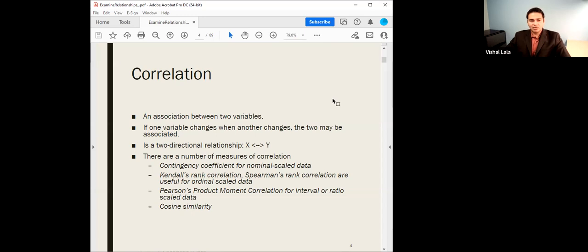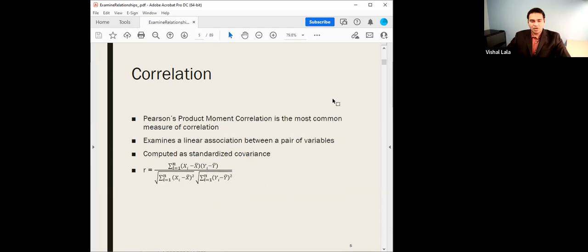There exists a number of measures of correlation. When working with nominal scale data, one can examine something called a contingency coefficient. With rank order data, one can examine a Kendall's rank correlation. Pearson's product moment correlation is by far the most widely used metric for measuring correlation. It applies specifically to interval ratio scale data. Other measures include cosine similarity. Our focus here is going to be on the most common flavor of correlation called Pearson's product moment correlation.